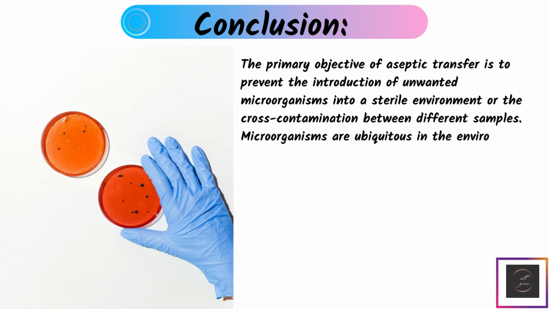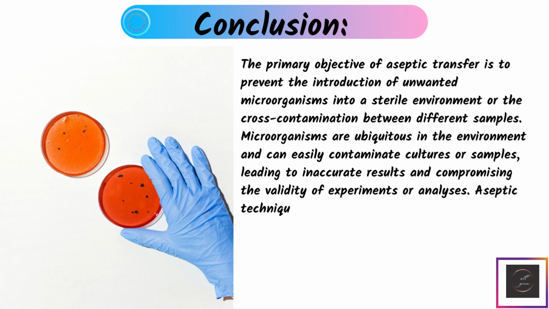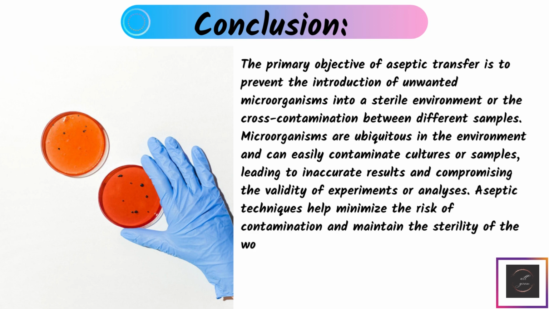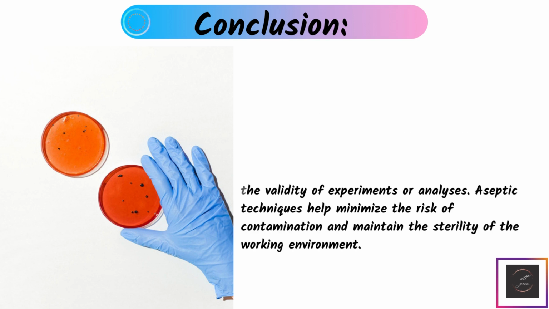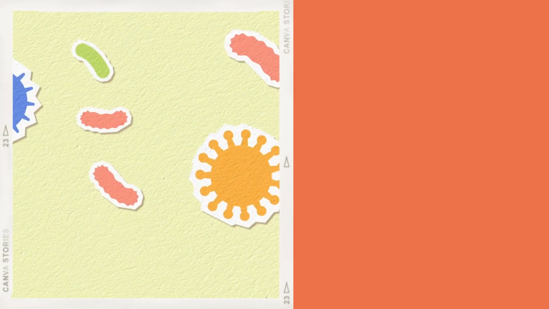Microorganisms can easily contaminate culture or sample, leading to inaccurate results and compromising the validity of experiment or analysis. Aseptic technique helps to minimize the risk of contamination and maintain the sterility of the working environment. To perform an aseptic transfer, several principles and practices are followed.